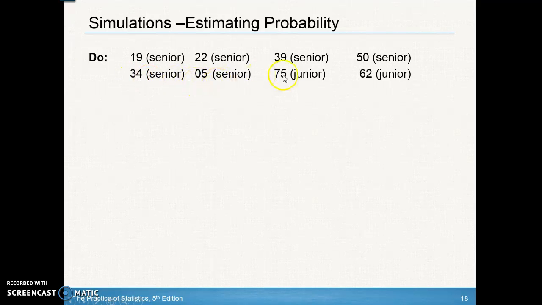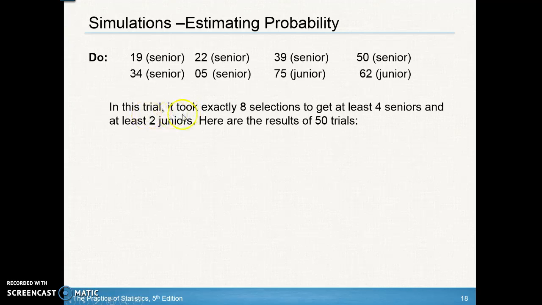34 is a senior, 5 is a senior, 75 is a junior, 62 is a junior. Okay. In this trial, it took exactly 8 selections to get at least 4 seniors. So we have 19, 22, 39, and 50. Now, even though these weren't repeat seniors, we didn't want these 2 guys. We only wanted the first 4 seniors, so we're kind of ignoring them because we had to keep going until we got 2 juniors. So 1, 2 juniors.